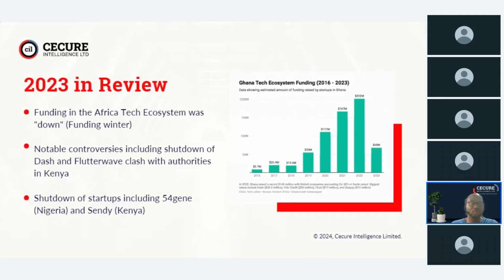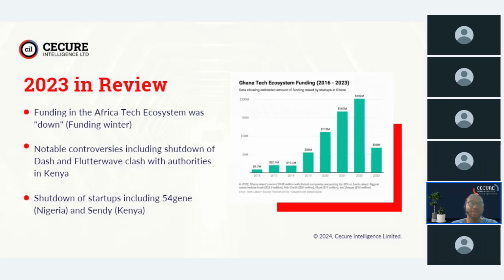One thing that we saw happening in 2023 was something called the funding winter. Basically, in the African tech ecosystem, lots of tech startups were not able to raise money as in the previous year. So lots of funding was down. If you look at the picture on the right on your screens, this is the Ghana tech ecosystem funding. In 2022, Ghanaian startups raised about $200 million cumulatively. But in 2023, the number dropped precipitously to about 68 million. So there was a huge drop-off from the previous year.